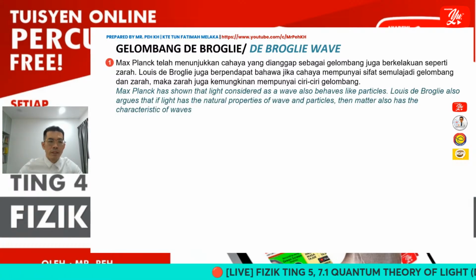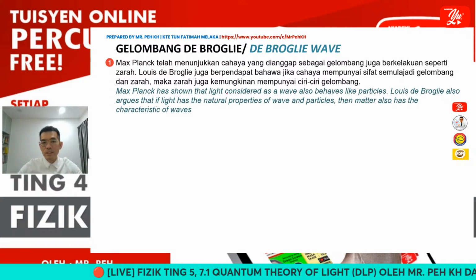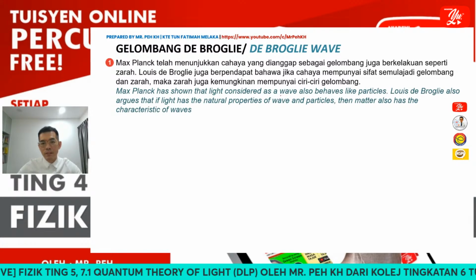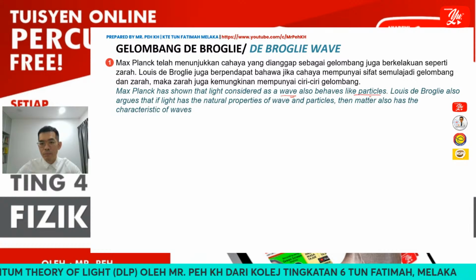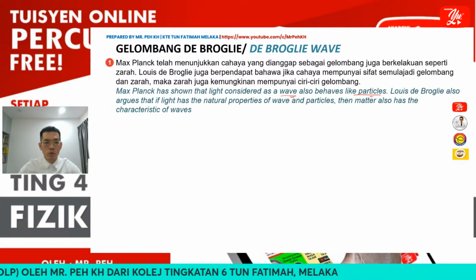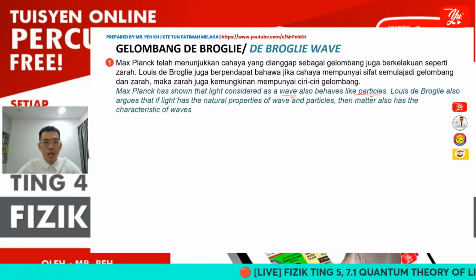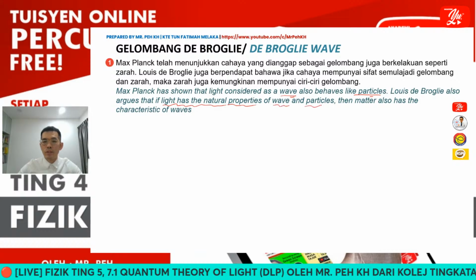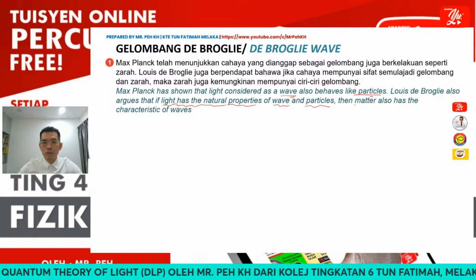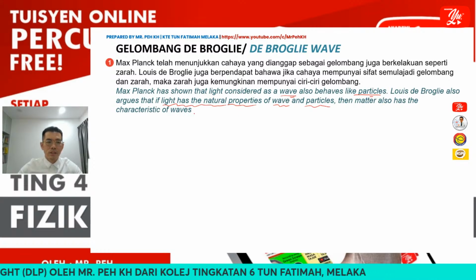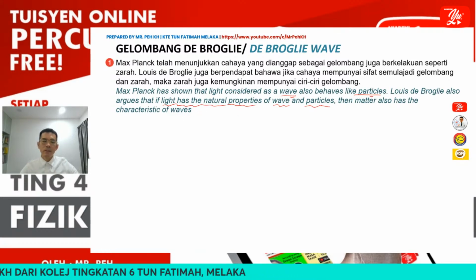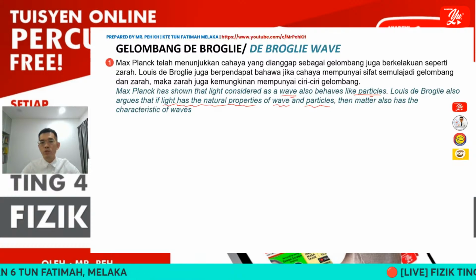Okay, so just now we already explained that Max Planck is one of the physicists who considered light as a wave and also behaving as particles. So Louis de Broglie is also one of the physicists who agreed with this statement, where light has the natural properties of a wave and also particles. Then matter also has the characteristics of a wave. So that means that light can have two properties, behaving as a wave and also as particles.